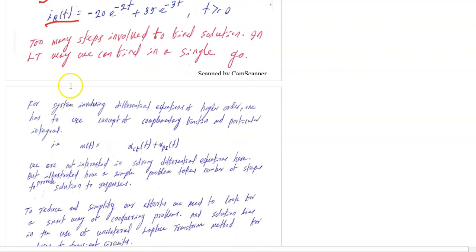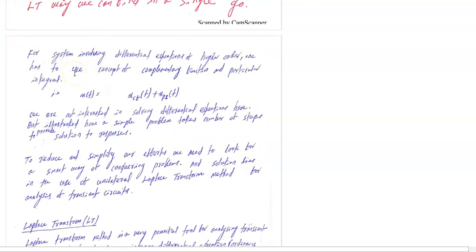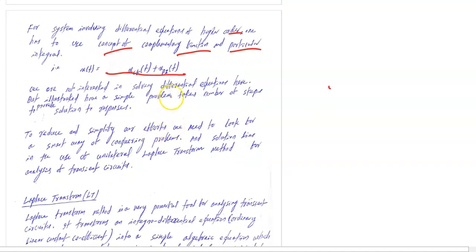Find the initial condition, then the differential equation, then the characteristic equations, all these things. For systems involving differential equations of higher order, one has to use the concept of complementary functions and particular integral, which we have already done. We are not interested in solving differential equations here, but we illustrated how a simple problem takes a number of steps to provide the solution to responses.